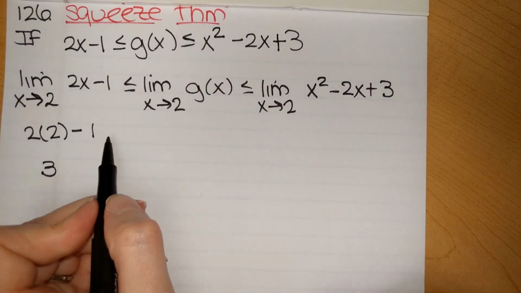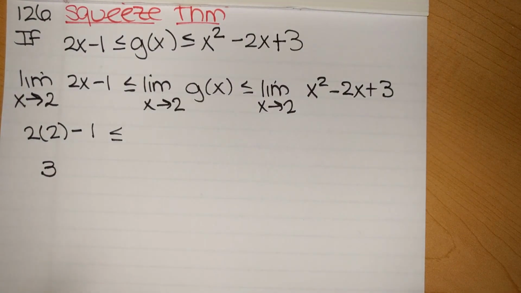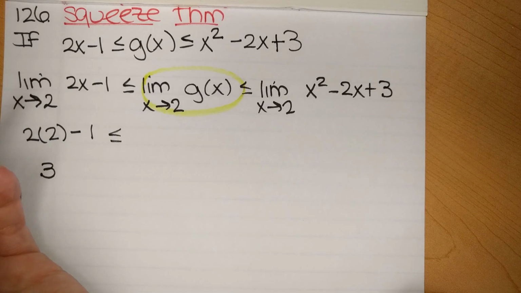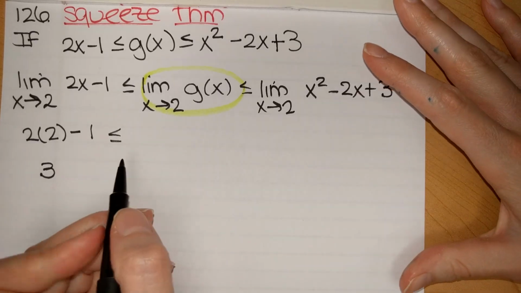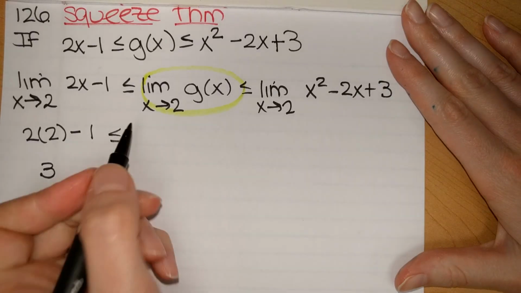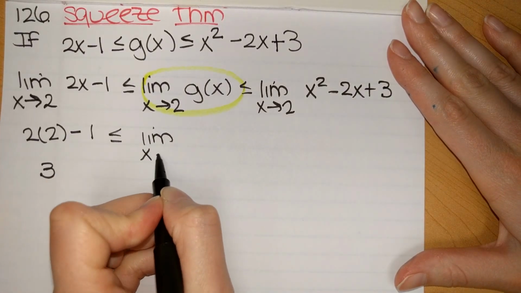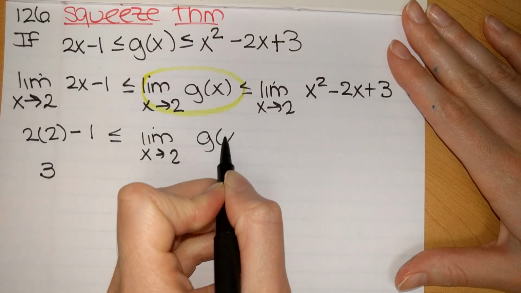Now, with the squeeze theorem, you're trying to figure out what that middle evaluates to. So with the squeeze theorem, you're never going to really plug in to the middle because that is an unknown thing. So in this case, we don't know what the limit is, so we are going to keep that middle as the limit as x goes to 2 of g of x.